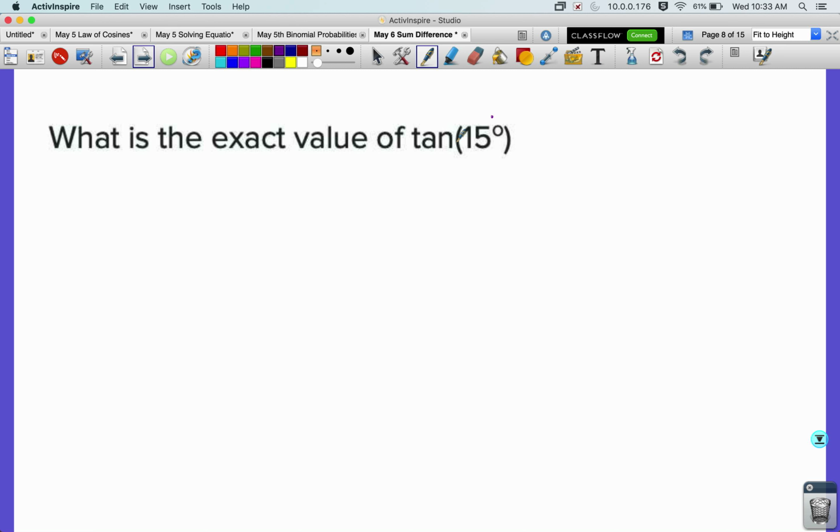All right, exact value of tangent of 15. So I can't split this into some addition because it's smaller than any of our known angles, but I can split this into 45 minus 30. And those are two angles on our unit circle.